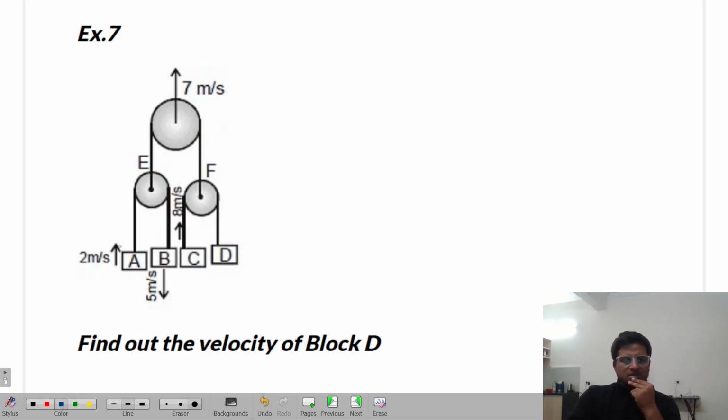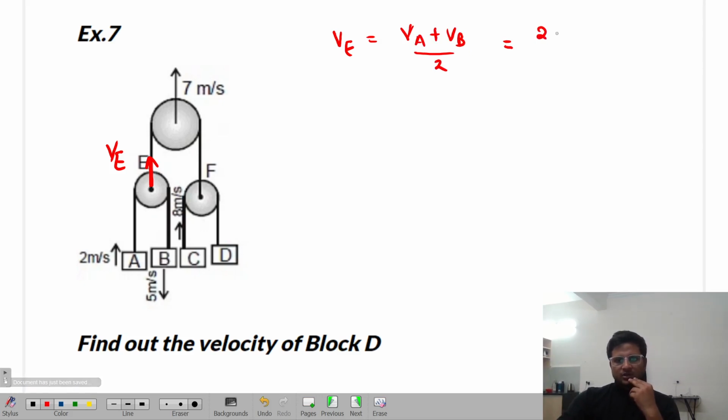Now, if A goes with 2 meter per second upward, B goes with 5 meter per second downwards, then E will have some velocity that we know, isn't it? This pulley, let us suppose that it goes upwards. So I call it as V of E. So V of E will follow the relation V of A plus V of B divided by 2, isn't it? V of A is 2 upwards, so positive, plus V of B is downward, so minus 5, divided by how much? 2. So basically you got velocity of E, that is minus 3 by 2 meter per second upward, isn't it?